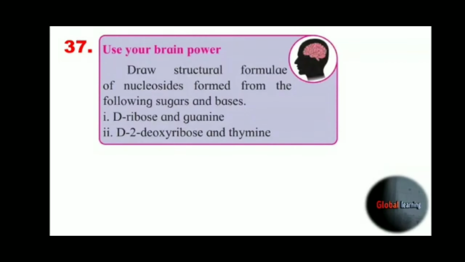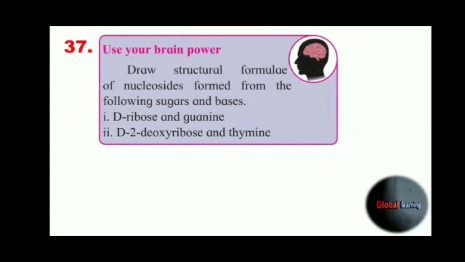So let us move further. 37th question. Okay, so use your brain power. Draw the structural formula of nucleosides formed from the following sugars and bases. For this question I will be giving you a hint. The reaction is between D-ribose and guanine, and you have to make a nucleoside.